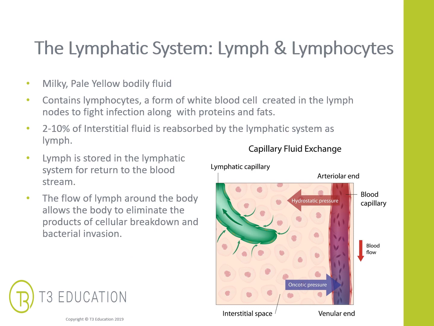Lymph is a milky but clear, pale yellow bodily fluid, mostly made up of interstitial fluid. But it also contains those excess proteins and particles that it picks up along the way, and lymphocytes, this form of white blood cell that's created within the lymph node. 2 to 10% of the interstitial fluid is reabsorbed by the lymphatic system as lymph. So the lymph itself is made up of this fluid that it picks up along the way. That lymph is stored within the system for return to the bloodstream, so plays a key part in this fluid balance that we've talked about across the body. If more fluid is needed, it can be reabsorbed into the bloodstream for distribution around the body.